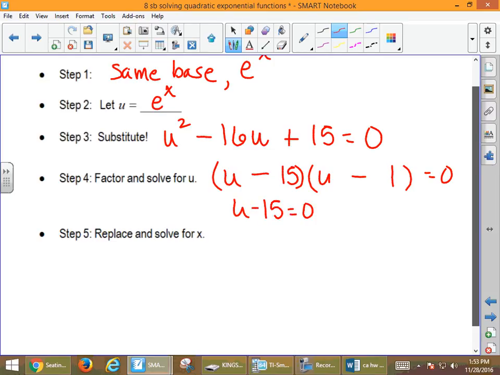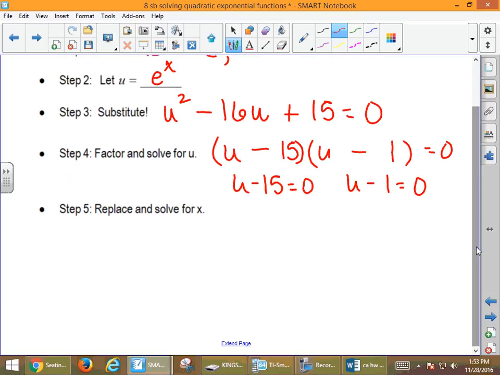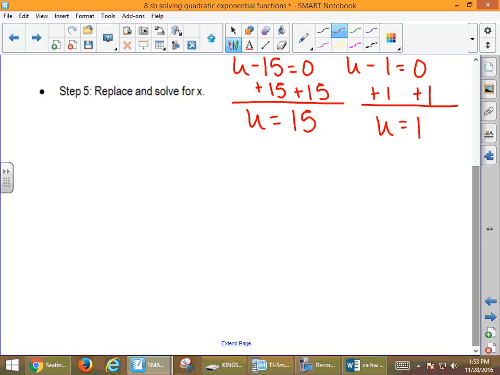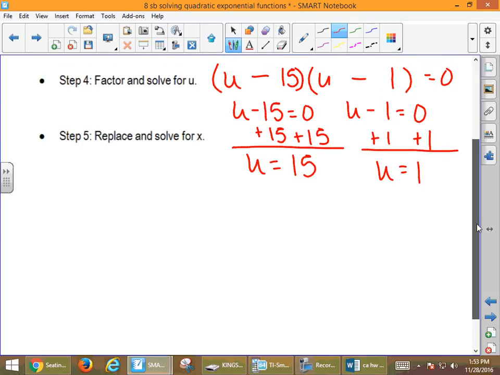But if you can't, we take u minus 15 equals 0, and u minus 1 equals 0. And once again, we add the 15 to both sides. So we get u equals 15 and u equals 1. That's step 4. We factored, we solved for u. Well, we don't care what u equals, but we do want to use those values to help us get our final result here.